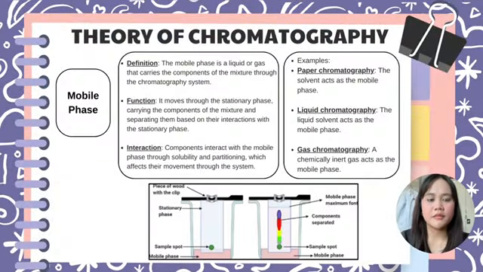Next is the mobile phase. Mobile phase is a liquid or gas that carries the components of the mixture through the chromatography system. The function of a mobile phase is it carries the components through the stationary phase and separates them based on their reactions with the stationary phase. The components interact with the mobile phase through solubility and partitioning, which affects their movement through the system. One example is water.